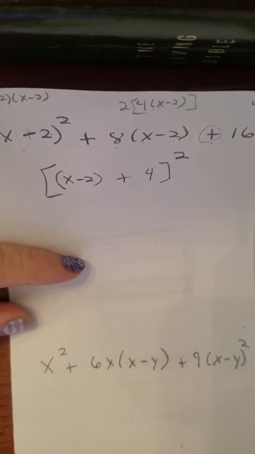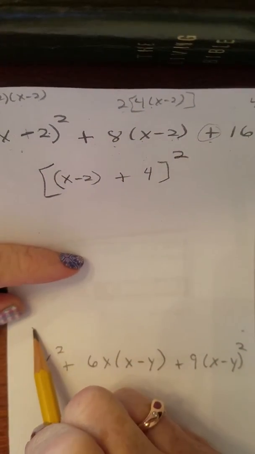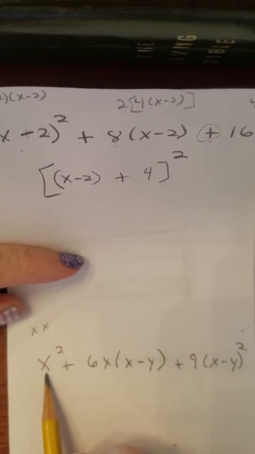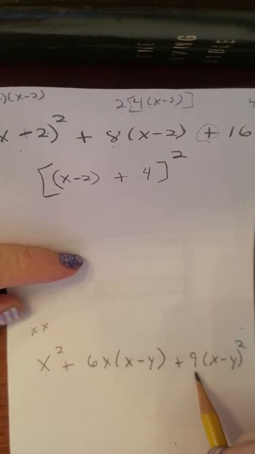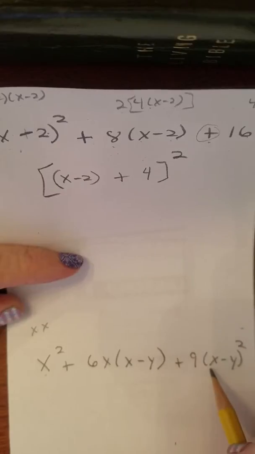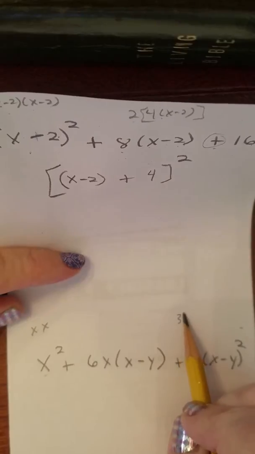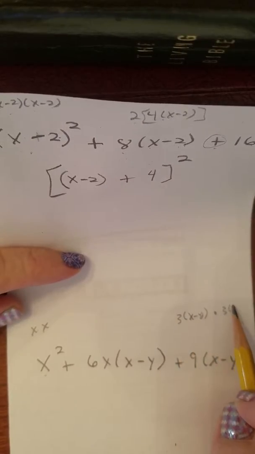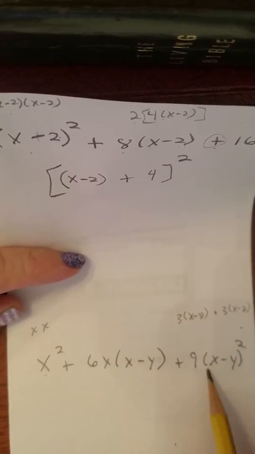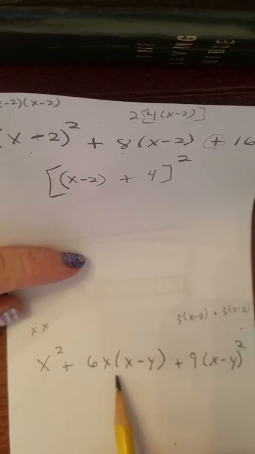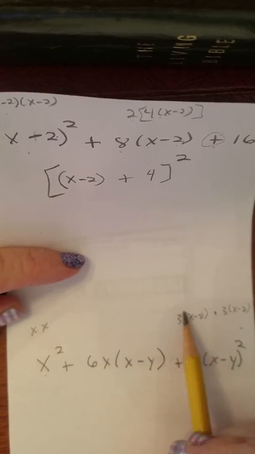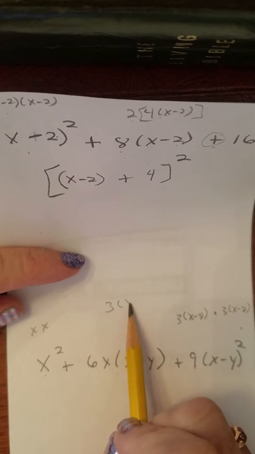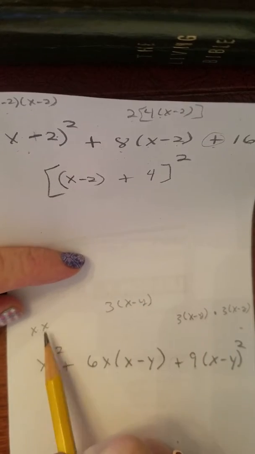Is this a perfect square trinomial? Well, let's look. x times x, that's a perfect square. 3 times 3, right? And this is 3x minus y squared too. So this would be like 3x minus y times 3x minus y. So this is a perfect square trinomial. Now let's check, and this is a positive. So let's check the middle term.